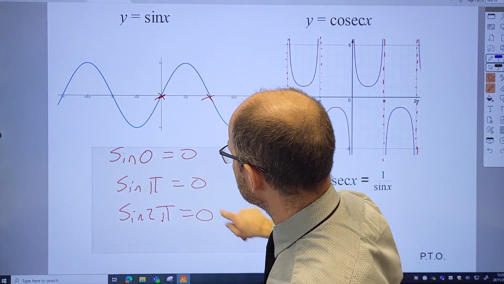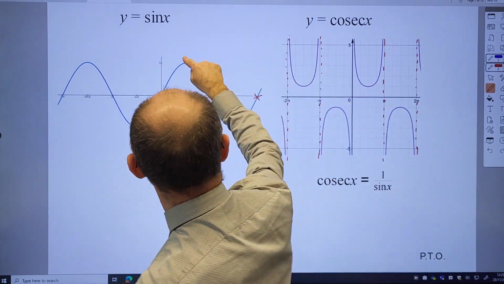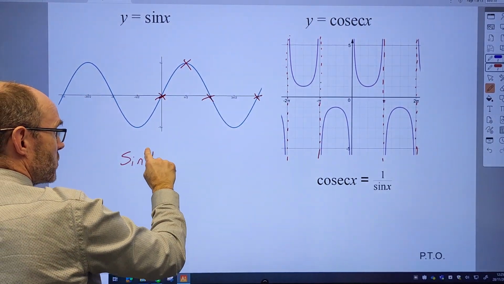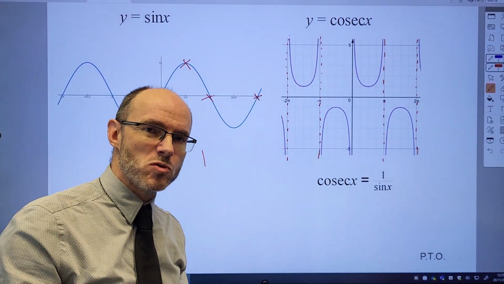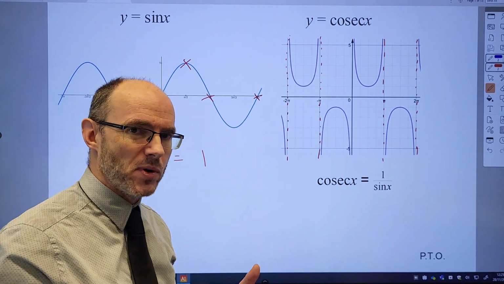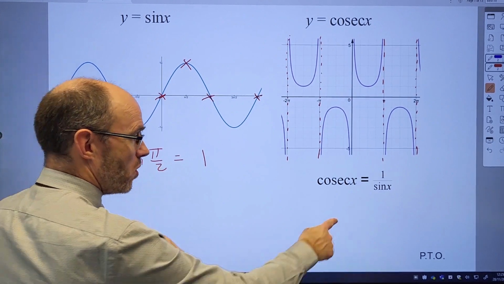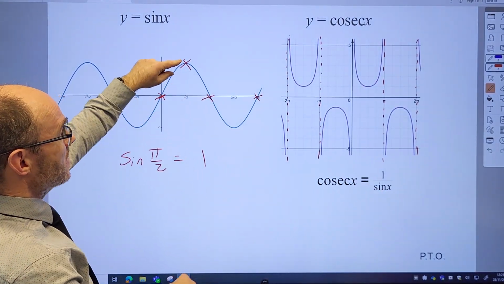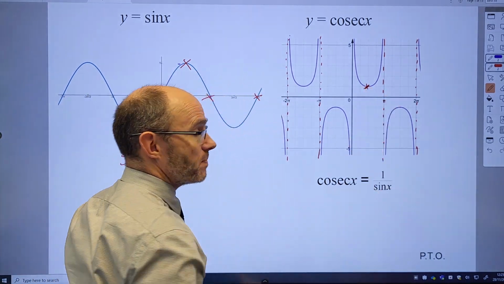Secondly, let's look at the maximum and minimum values. The maximum value on the sine graph is this. So sine pi over 2 is equal to 1. Now, when you've got a reciprocal graph, the maximum point becomes a minimum point. The reciprocal of this, 1 over sine pi over 2, is still 1. So that maximum point becomes a minimum point, which is here. Why is that the case?